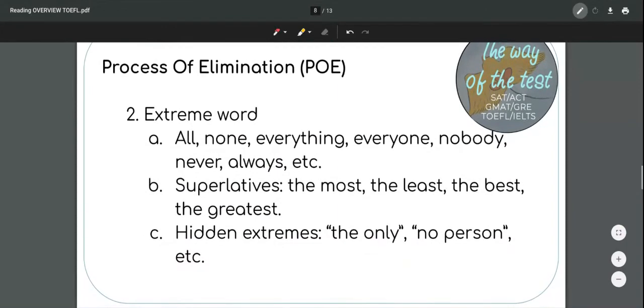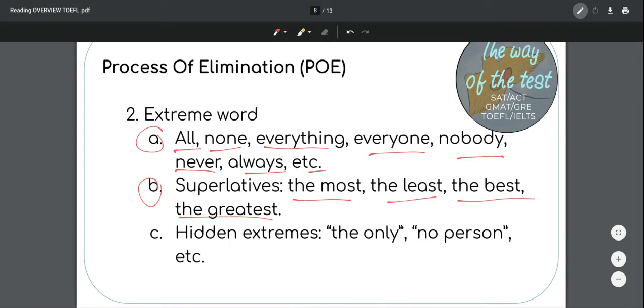Now, extreme words. In general, we avoid extreme words. Words like obviously extreme ones, like all, none, everything, everyone, nobody, never, always, etc. They are all obviously extreme words. There are other words that don't look like they are extremes, but they are, like superlatives. So I say the most, the least, the best, the greatest.